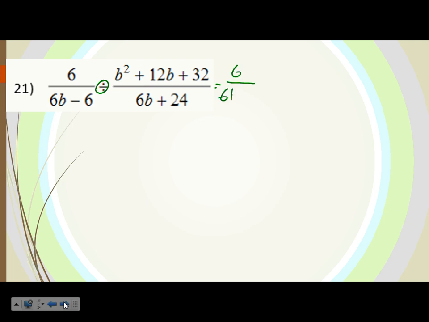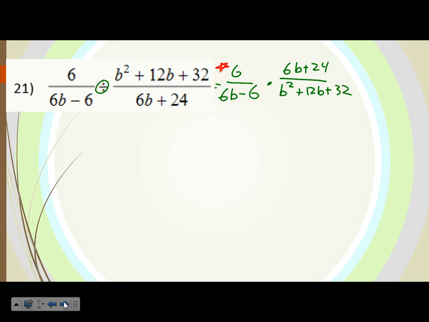6 over 6b minus 6. Make sure you can tell the difference between your b's and your 6's. And actually, with this one, if you want to make all these into x's, if that helps you, go ahead and do that. That's totally fine. I'm not going to count you wrong because you did all the right work. You just have x's in there. So that's multiplied by 6b plus 24 over b squared plus 12b plus 32.